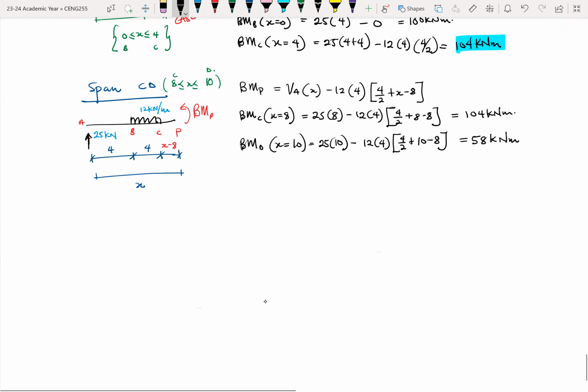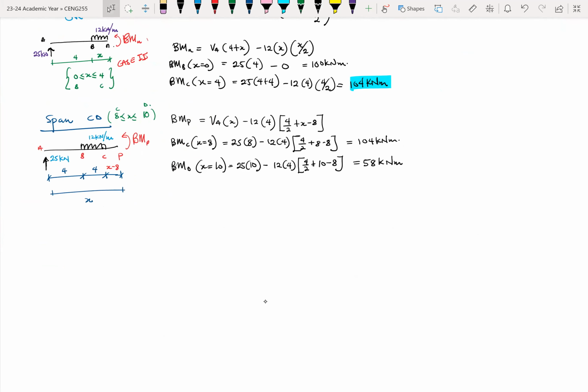So once we have that, then our last span will be span DE. So now let's look at span DE.